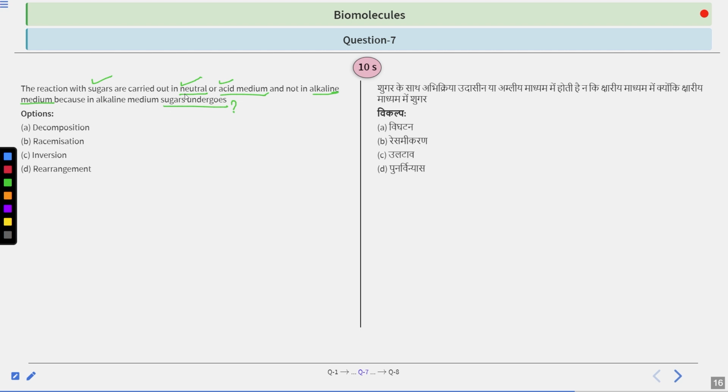Because in the alkaline medium, sugar undergoes some process. Which process? You have to tell. Okay. So options are decomposition, racemization, inversion, or rearrangement. You have 10 seconds to think about this question. After that, we will see the answer.